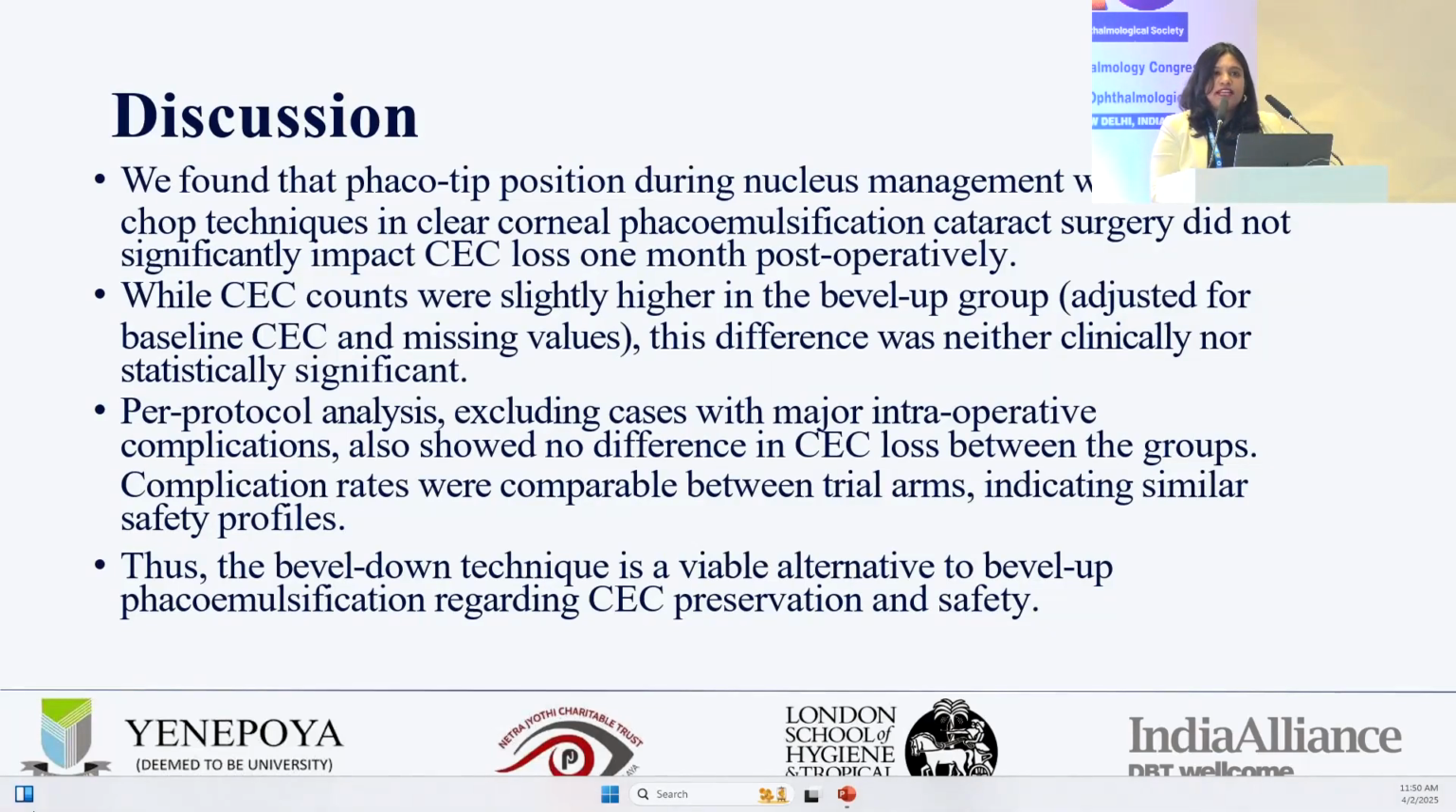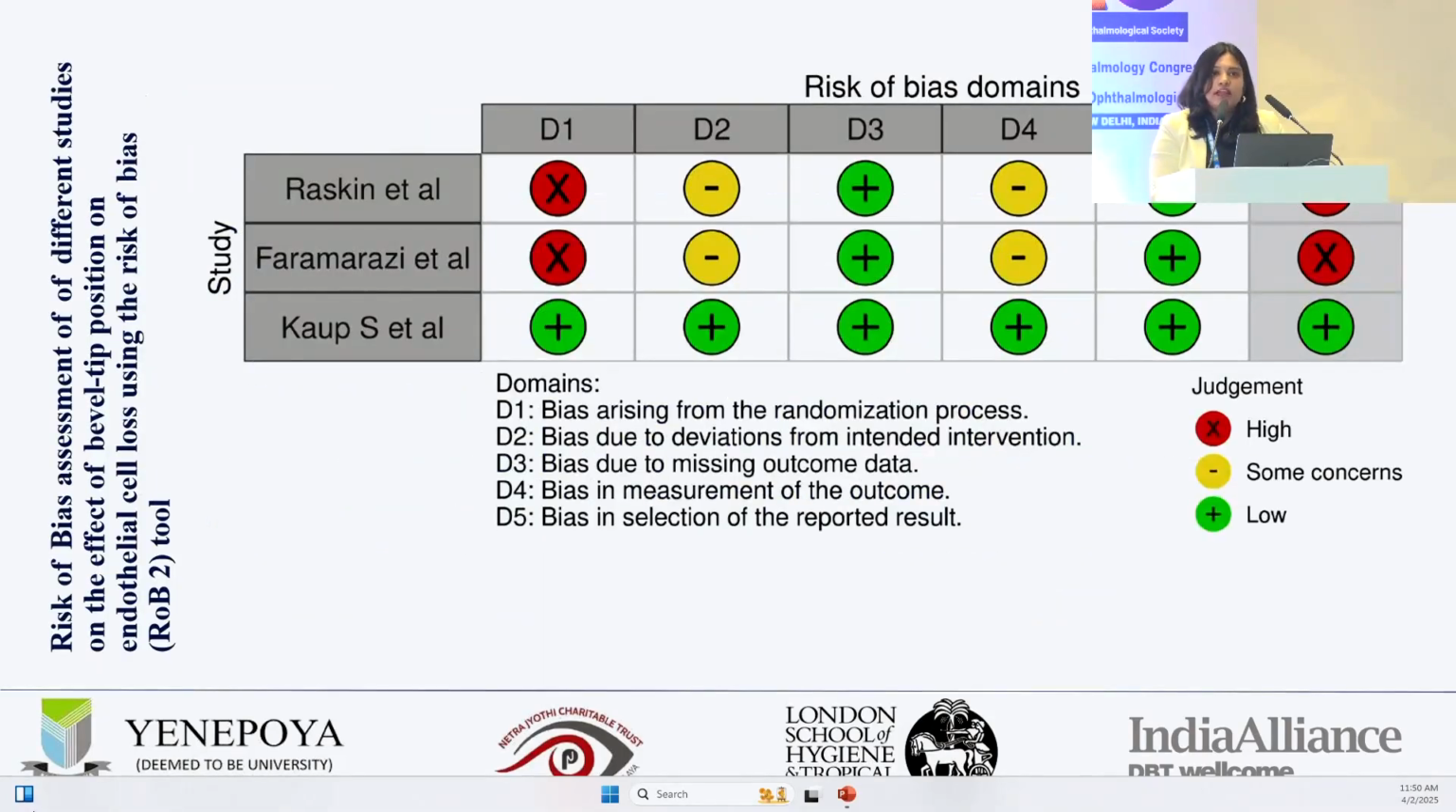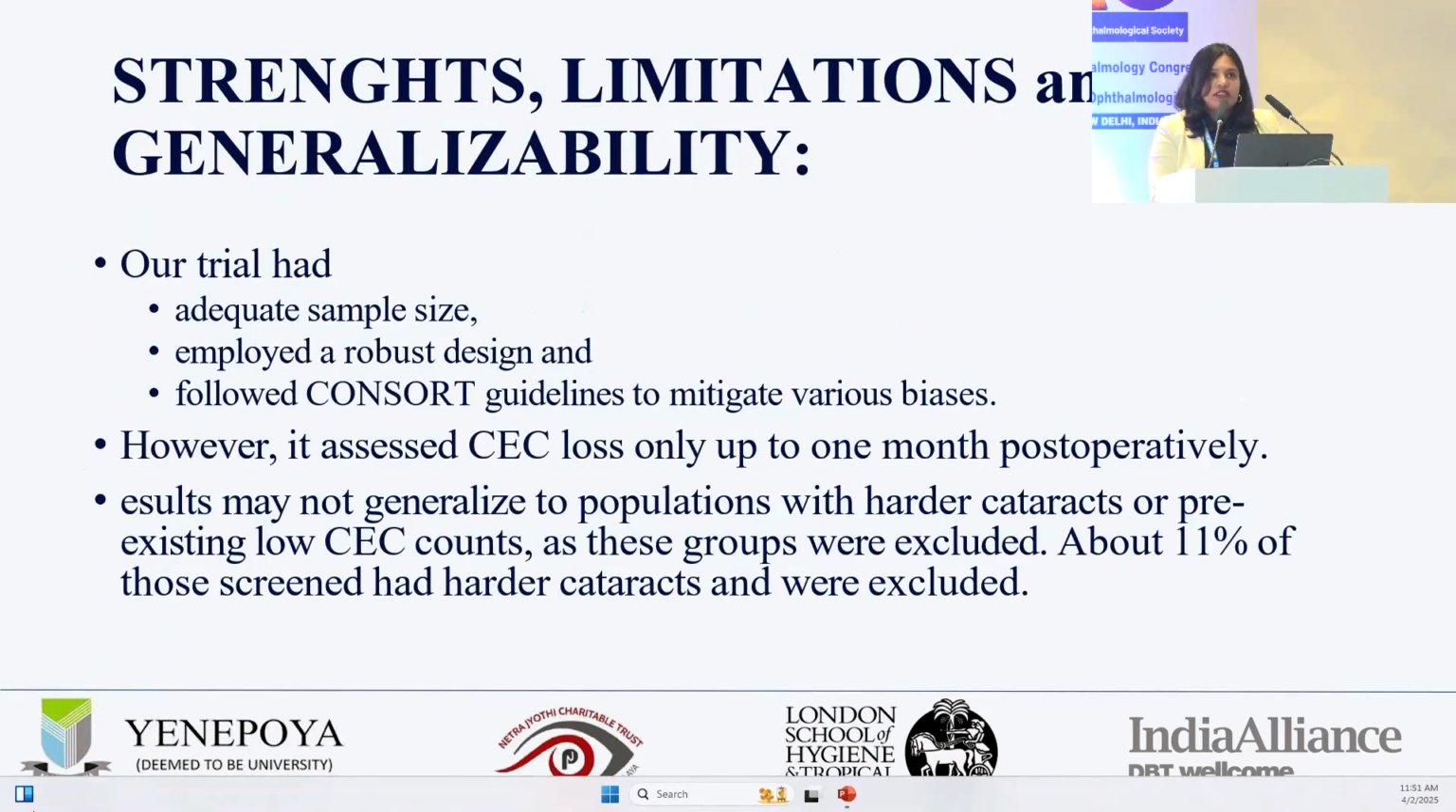So there have been several studies which have done the same trial before, but there were methodological issues. We assessed the quality of these studies using the ROB score, and we found that the previous 2 trials had some issues, mainly with respect to the sample size and the blinding of the trial. So where our trial stands robust is with the sample size calculation, with the robust trial design, and we used CONSORT guidelines, which helps to mitigate the biases.